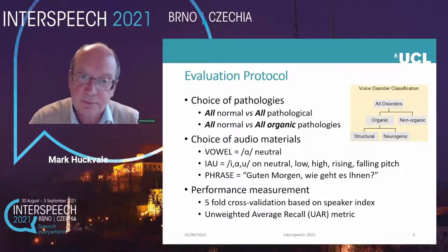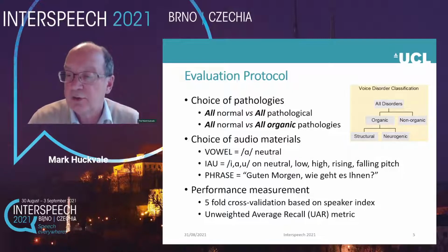We're going to look at all the different audio materials: an R vowel on a neutral pitch, the combination of R, E, R, and U vowels on different pitches, and also the short phrase. These are the different audio materials that are available in the Saarbrücken database.